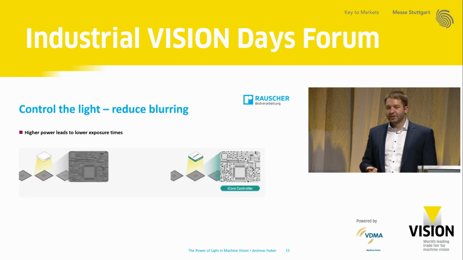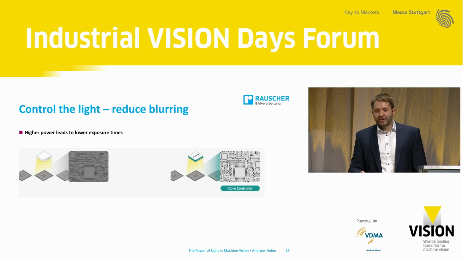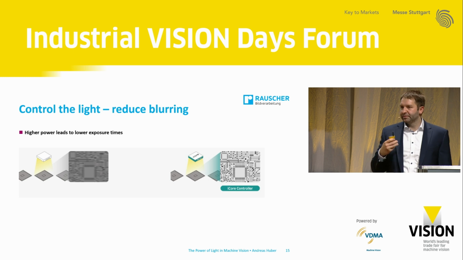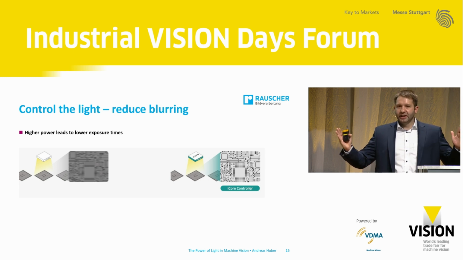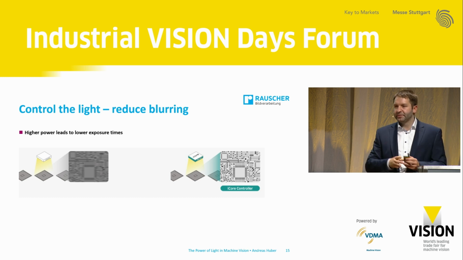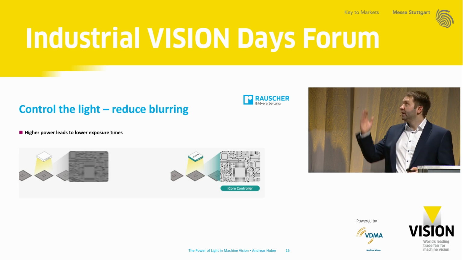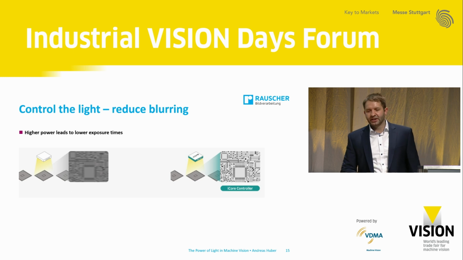So one example, you have things on a conveyor belt which is very, very fast. Your camera exposure time is too long, which leads to blurring on the left side. If you use some controller to overdrive your LED, the exposure time can be reduced, and you can reduce the blurring, and you can get a sharp image again.